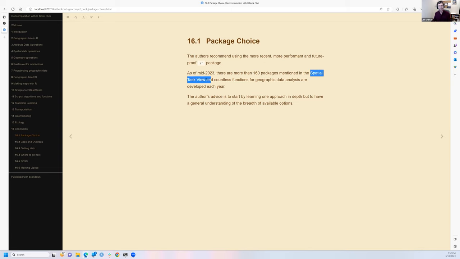They note that there is a spatial task view on CRAN. It has an index of 160 packages, which can seem overwhelming. Their advice is to start by learning one approach in depth. So take a deep dive in one of them and try to have a general understanding of the relationship with other packages, because there's going to be some overlap.